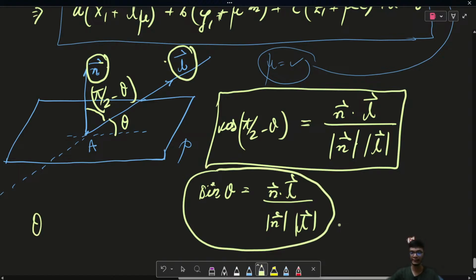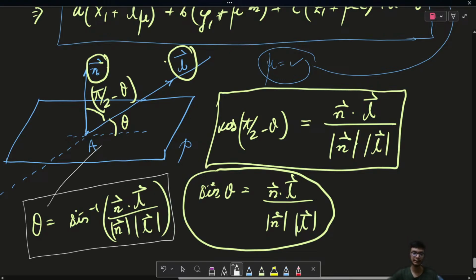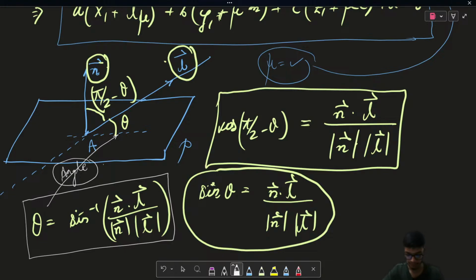Please note that in the general case you will always have a cosine inverse, right? However, in the case of a line and a plane, you will have the result as sine inverse of the dot product of these divided by the product of their magnitudes. Is this part clear to all of you? So this is how we can find out this particular angle, the required angle between the line and the plane. Is this part clear?